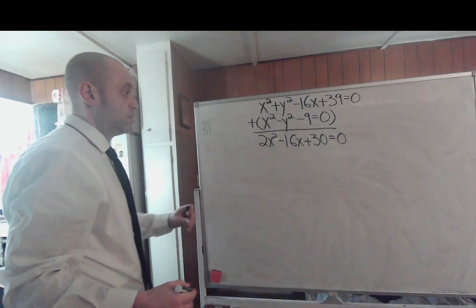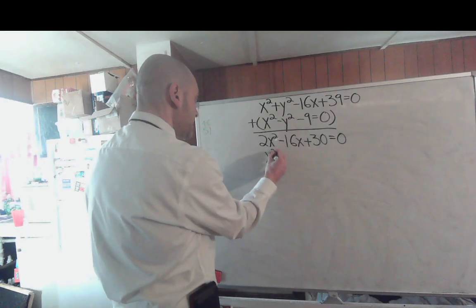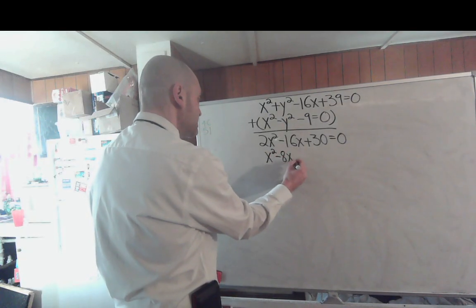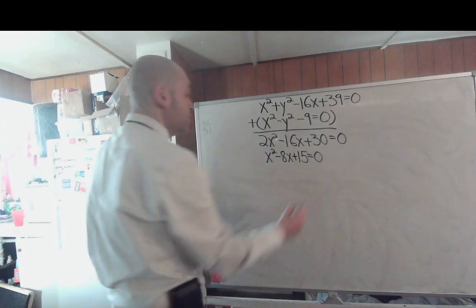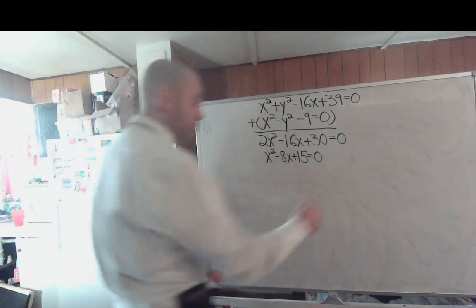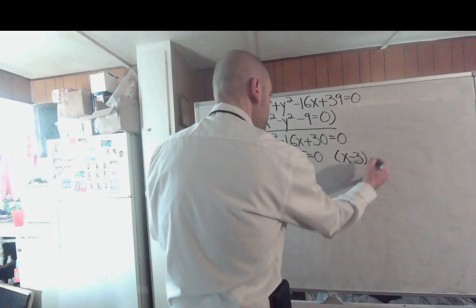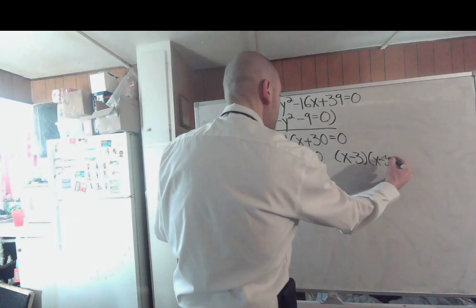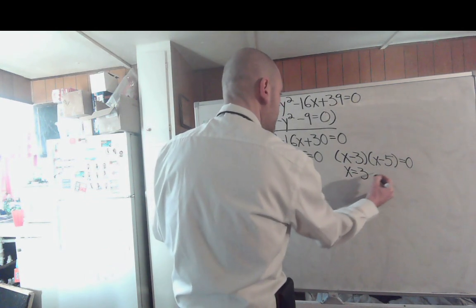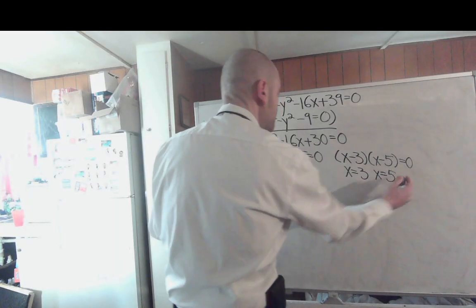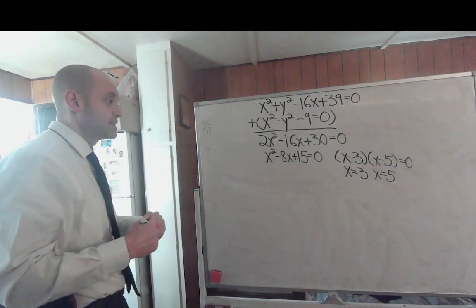So now, well, we can start by factoring out a common 2. You'll get x squared minus 8x plus 15 equals 0. Which, good news, this will factor just fine into x minus 3 times x minus 5 equals 0. So you get x equals 3 and x equals 5. So you have two x coordinates now for the point of intersection, but what about your y's?